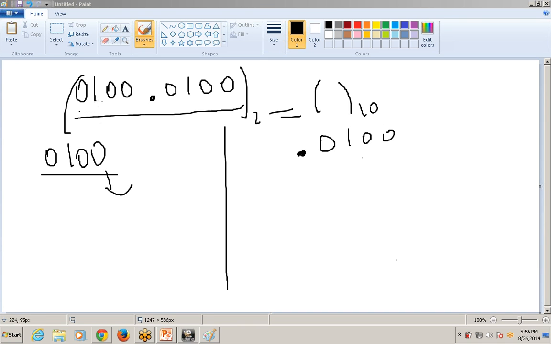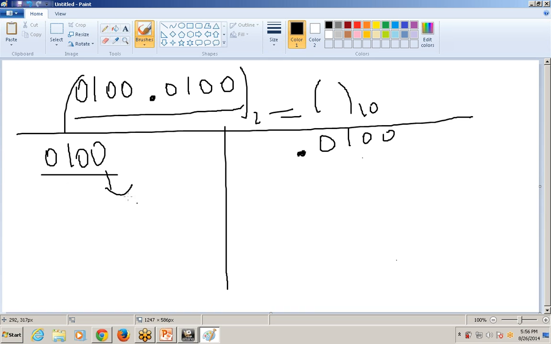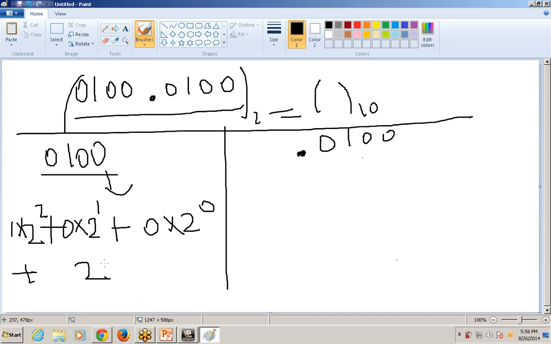So first of all, separate the two numbers, that is your integer number and your fraction number. This is your integer number and this is your fraction number. First use 2 power 0 into 0 plus 2 power 1 into 0 plus 2 power 2 into 1 plus 2 power 3 into 0. Now calculate these values. First 0, then 4, then 0, then 0. So the output is only 4.